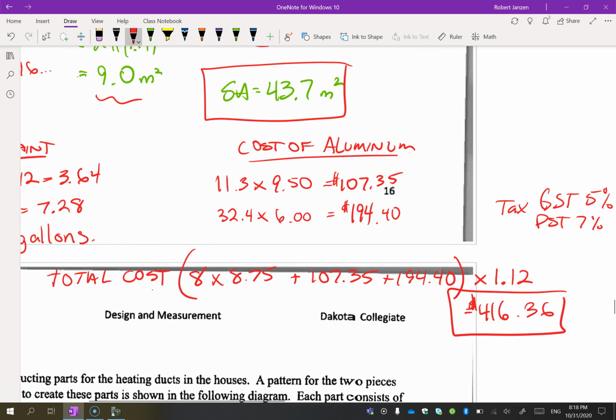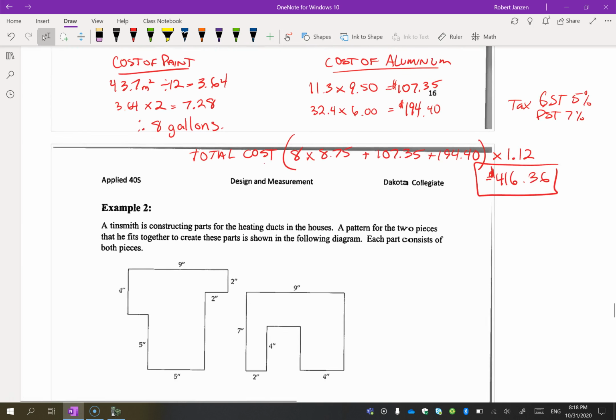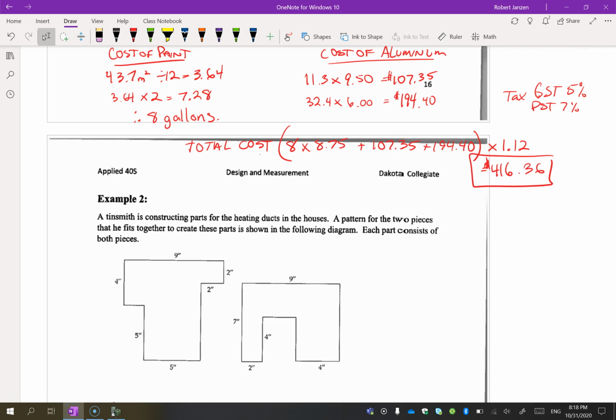Okay, so take a break. I'd like you guys to try example 2, and then we'll do it together.